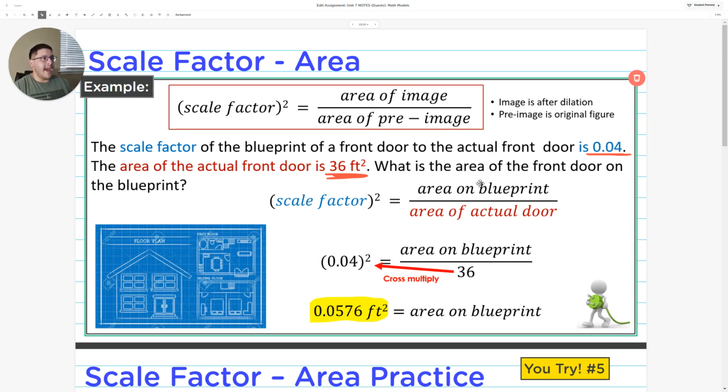So we did a decrease, a reduction. We reduced the actual front door area to fit it on a blueprint, which is a much smaller version of it. And we did so by cross multiplying the information that was given to us. But again, you have to be careful with what information is actually given. You're not always going to cross multiply. It just so happens that we did this in this example.